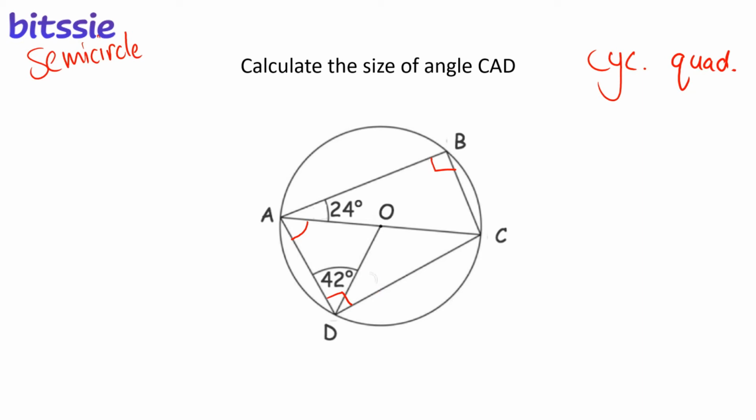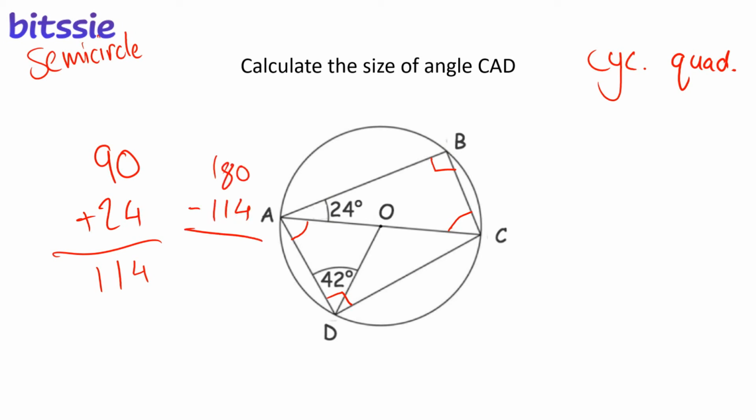We can actually work out this angle instead. So 90 plus 24 gives us 114. So that's this angle plus this angle. And then we can do 180 minus 114 to give us 66. So that's our angle here.